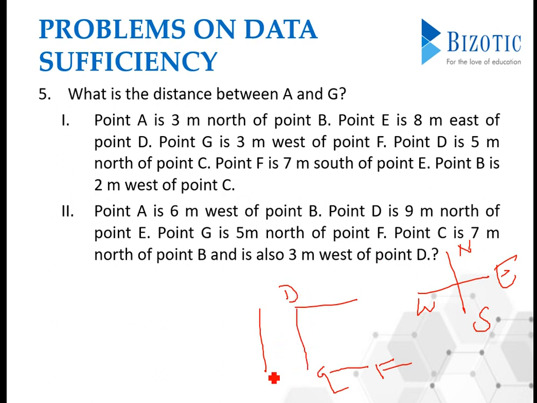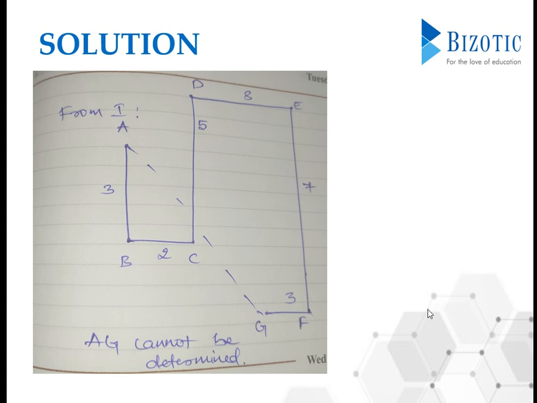Then next, point F is 7 meter to the south of point E. So E is here. So F should be here. And then point B is 2 meter west of point C. So if you plot the diagram, you will get it as shown in the given diagram. As followed exactly what's been told in statement 1, you will be able to plot this diagram. And here if you establish a connection between A and G, you will not be able to determine the answer as you do not have enough references.